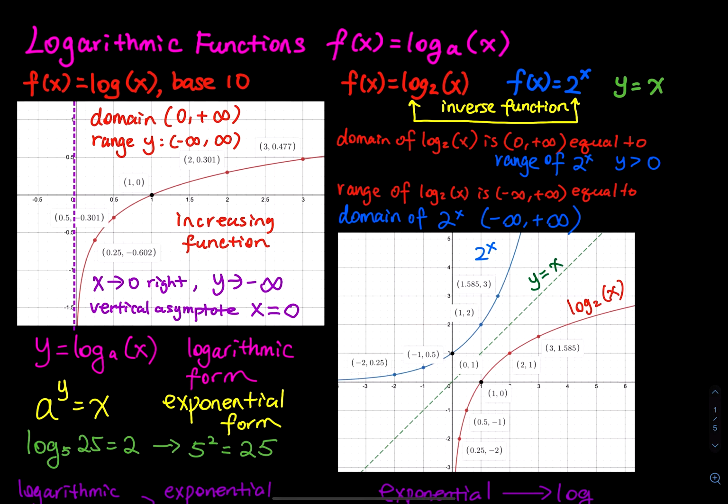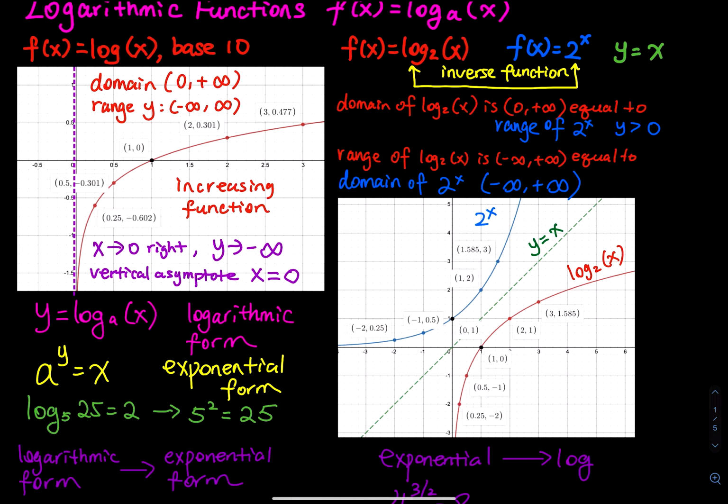Moving on to logarithmic form and exponential form. I mentioned the logarithmic function again, y equals log base a of x. This is in logarithmic form because you see log, right? Logarithmic form. And then a to the y power equals x. This is called exponential form. How do we get that? So let's say we have log base 5 of 25. This is equal to 2. Do you know why? Because base 5 raised to the second power.